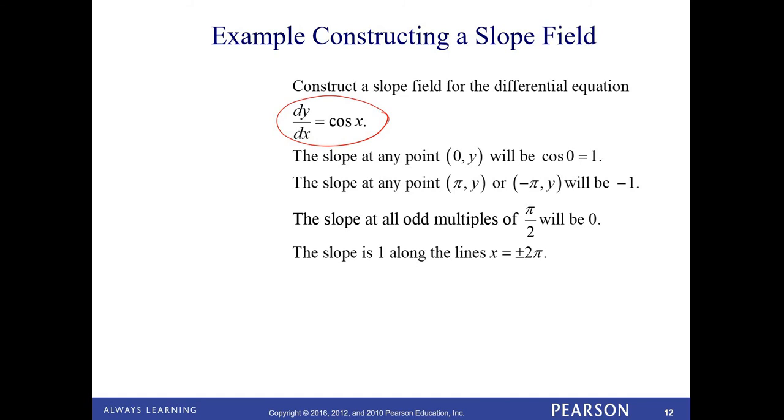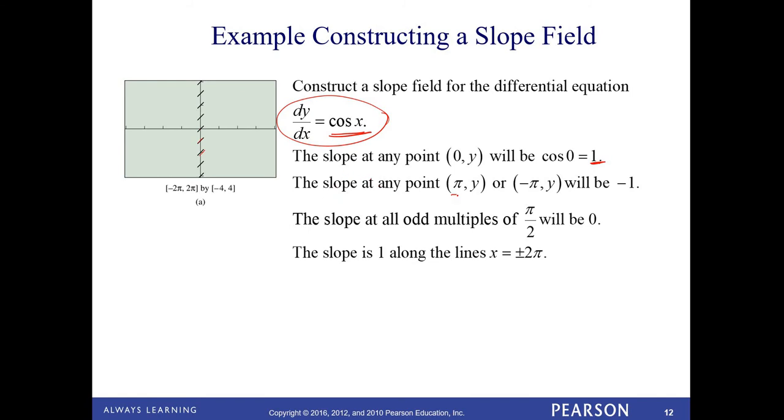cos x. Since the differential equation is just in terms of x, any point that starts with x equals 0 will have the slope cos of 0, or 1. So if I plot those, any place that x is 0, I put a little tiny slope of 1, because remember that slope doesn't go on forever for this equation. It's just at that point that is the slope. Then we can go on.